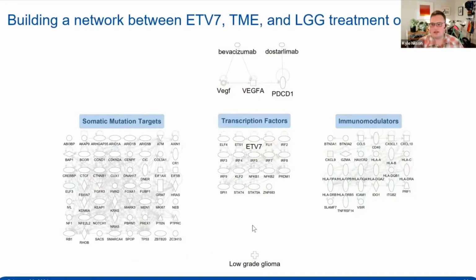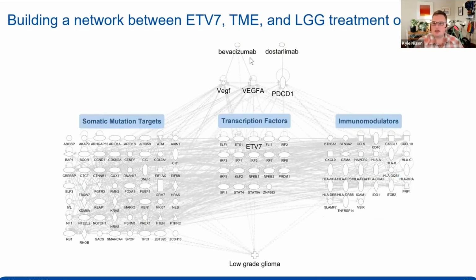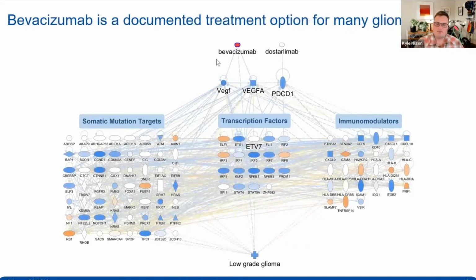So for this particular example, I took all of the genes from the TCGA manuscripts related to host immune response. And I also wanted to look at, say, common drug targets for treating low-grade glioma. And in this case, I happen to focus on bevacizumab.